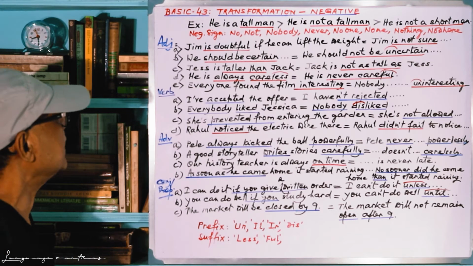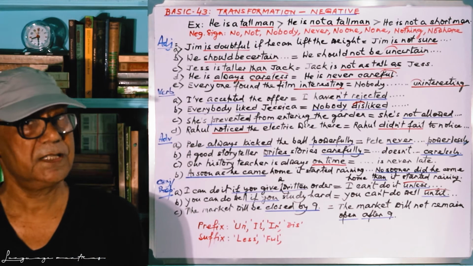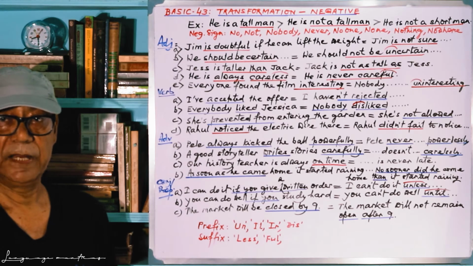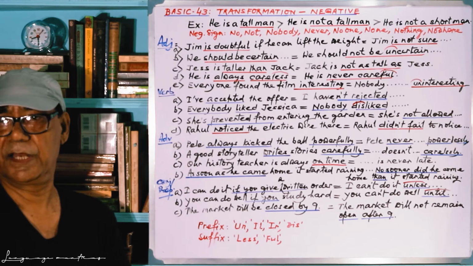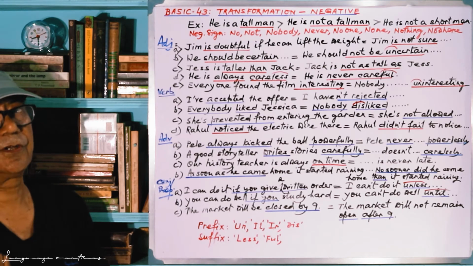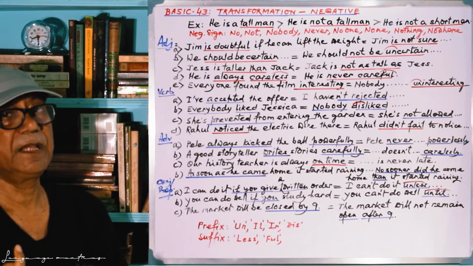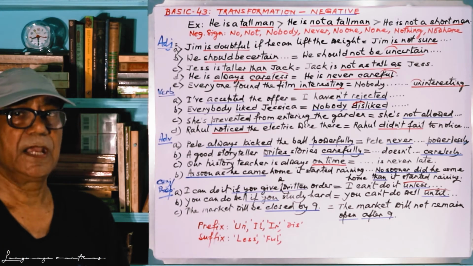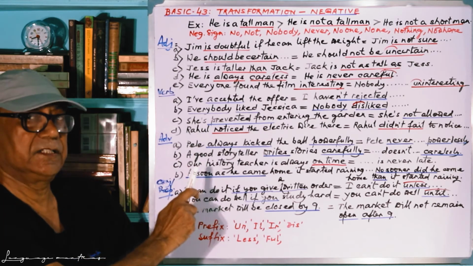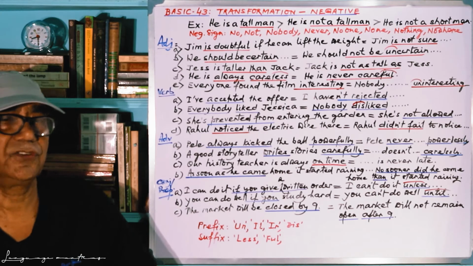Now come to the second one. Everybody liked Jessica. Very simple. Everybody. Nobody. Everybody liked Jessica. Nobody disliked Jessica. I use the prefix dis. Dis means dislike here. Like is the main verb. So use dis and make it negative. Dislike. So everybody liked Jessica. It becomes nobody disliked Jessica.